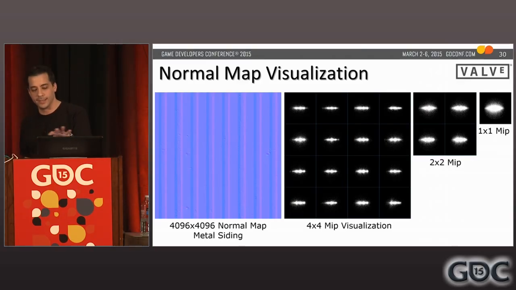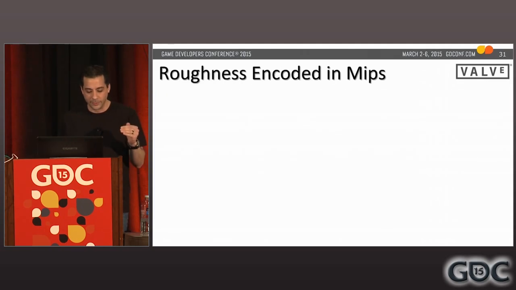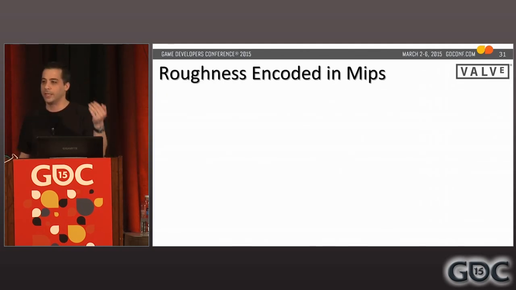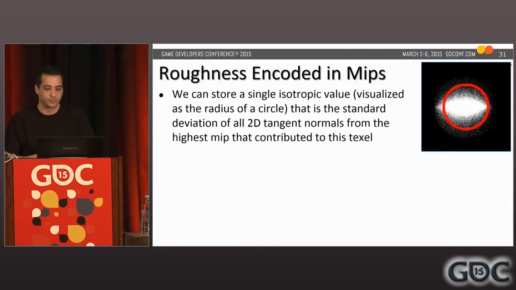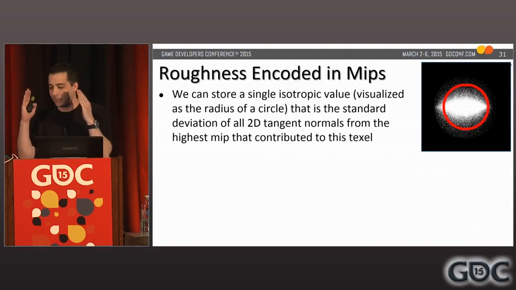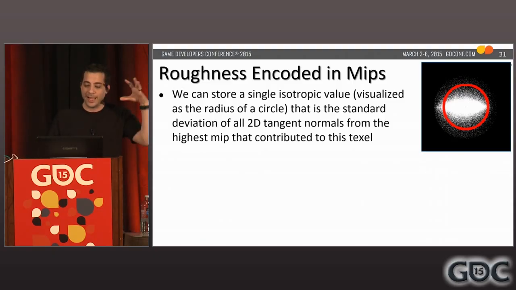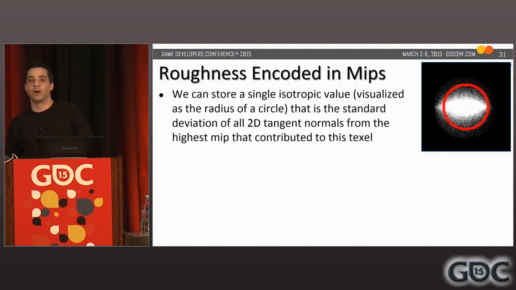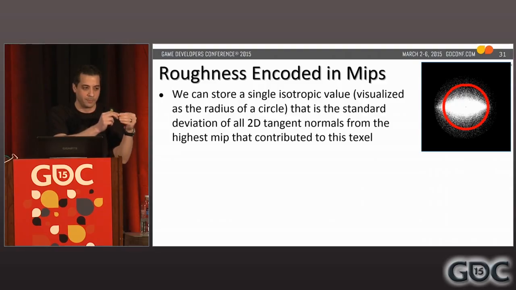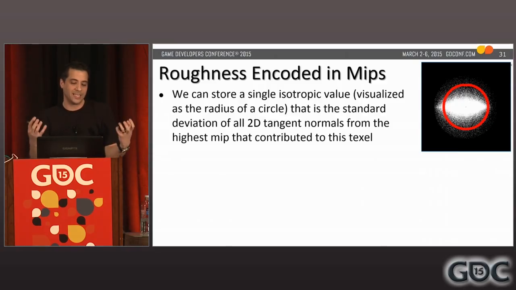Okay, let's use this as an example. The idea was to encode this roughness information in every texel of every MIP of our normal map. Here's one way to think about it: we can store a single isotropic value, which I visualize as a circle. That's basically the standard deviation of all of your 2D tangent normals from the highest MIP that contributed to this texel. Meaning, if you take all the normals that contributed to this texel of this particular MIP, take the distribution of all those normals, and take the standard deviation, that's effectively a roughness value that you can use in your shader. Okay? So let's take a look at what that looks like.